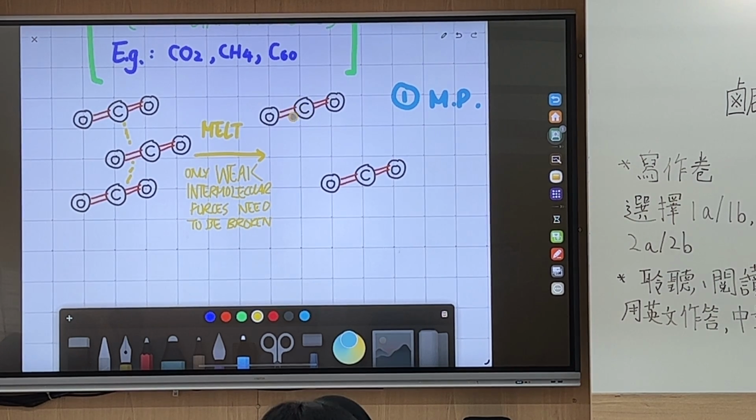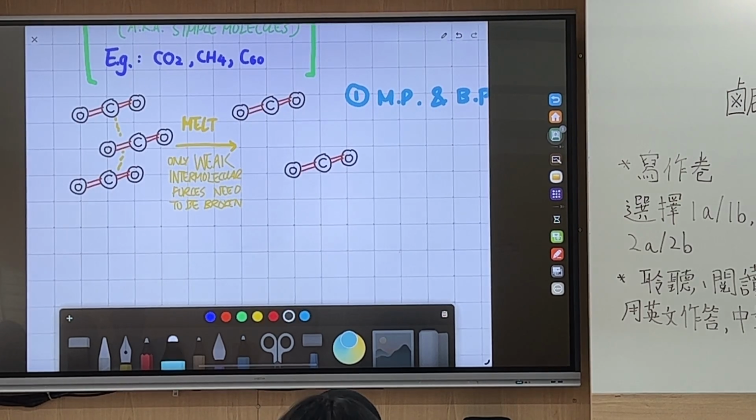So you see the orange ones, those are the covalent bonds. They're still there. They're not broken when you melt it. This is the solid state, and this is the liquid state.